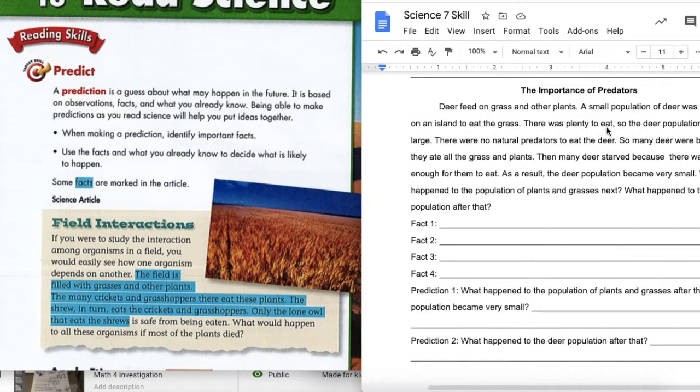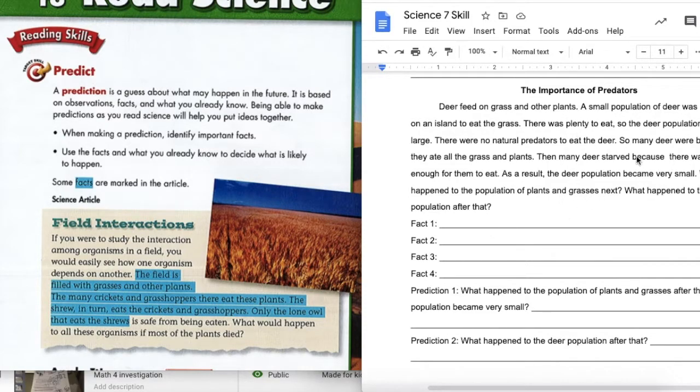There was plenty to eat, so the deer population grew very large. There were no natural predators to eat the deer. So many deer were born that they ate all the grass and plants. Then many deer starved because there was not enough for them to eat. As a result, the deer population became very small. What happened to the population of plants and grasses next?